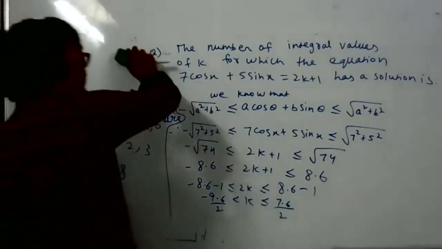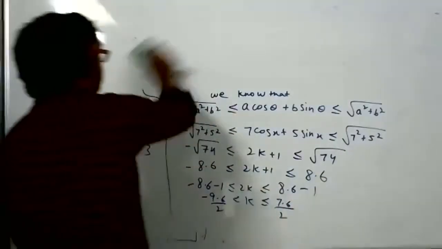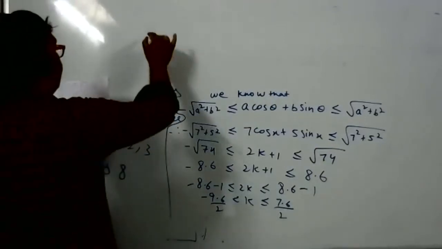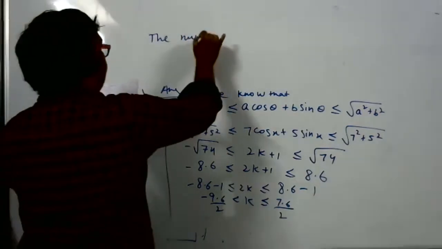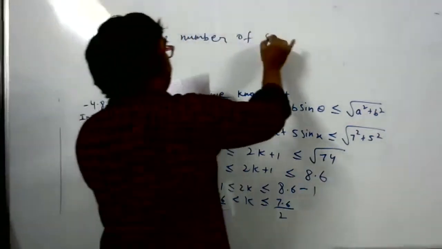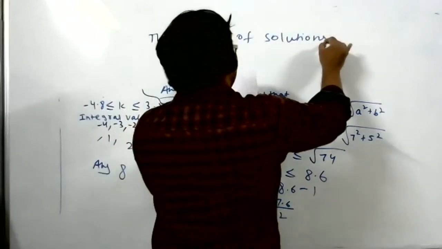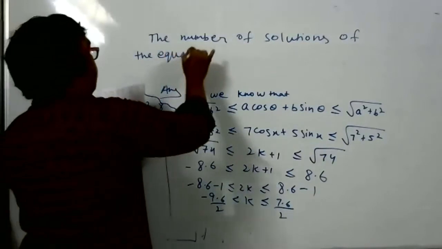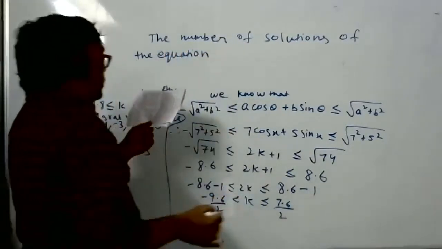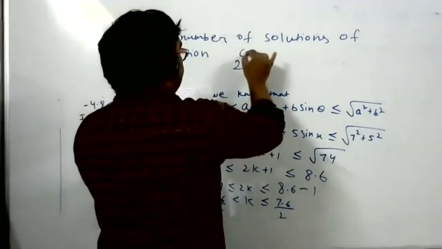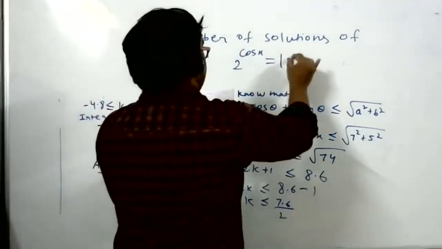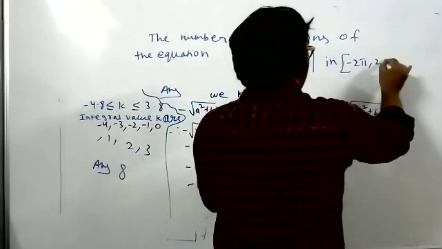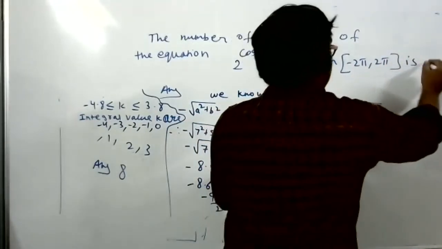Shall I raise the board now? Next question is a very good question. Write down. The number of solutions. How many solutions? That only we are interested in, the number of solutions of the equation, not the exact solution. How many solutions are there? The number of solutions of the equation 2 to the power cos x is equal to mod sin x in -2 pi to 2 pi is dash.